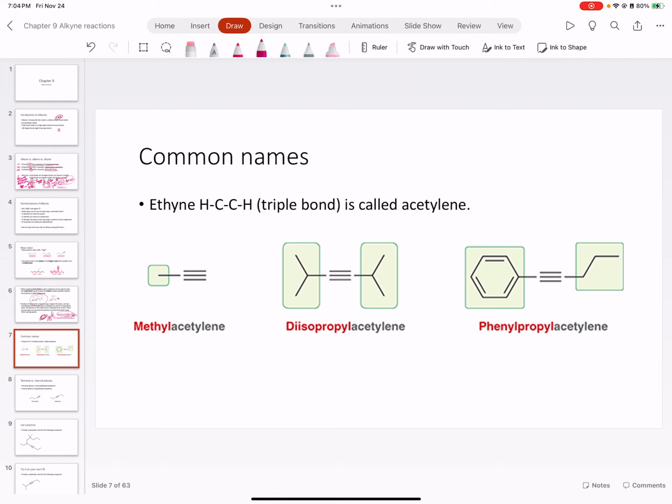So some common names. A carbon-carbon triple bond is called an acetylene. So this is an acetylene technically. Then sometimes you're going to see things like methyl acetylene, where this is the methyl group, diisopropyl acetylene, and then phenylpropyl acetylene.